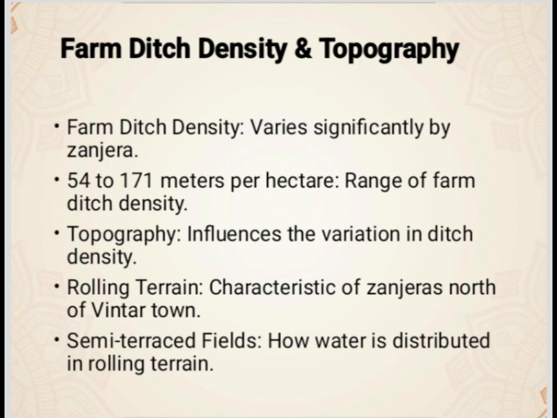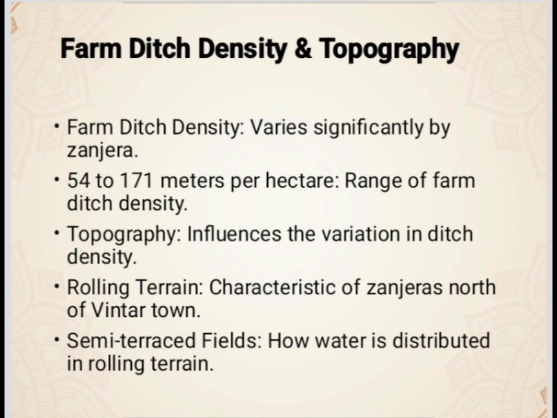So, in farm ditch density and topography, the density of farm ditches, the small channels that distribute water directly to the fields, varies considerably across the different Zanzaras, ranging from 54 to 171 meters per hectare. So, meaning, this density of farm ditches nagre-range siya from 54 to 171 meters per hectare. This variation is largely influenced by the topography of the area.